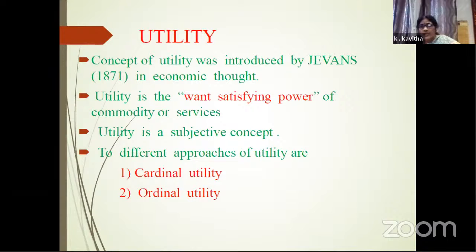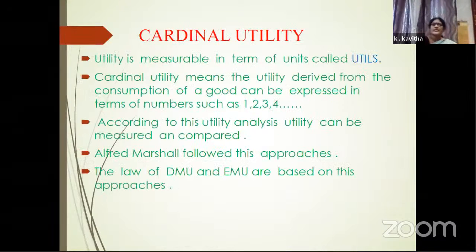But here different approaches are also there in utility. What are the approaches? Cardinal utility and ordinal utility. Cardinal utility is mostly followed by Alfred Marshall. Cardinal means measurable, measuring the utility. Utility is measured in terms of units, called utils. As I told you, utility is a psychological thing and a subjective concept. But in the cardinal utility approach, the important thing is measurability. The utility is measured in terms of units called utils.